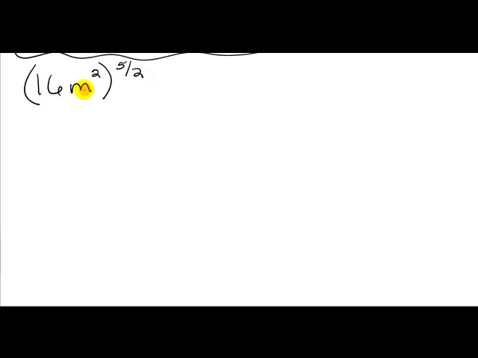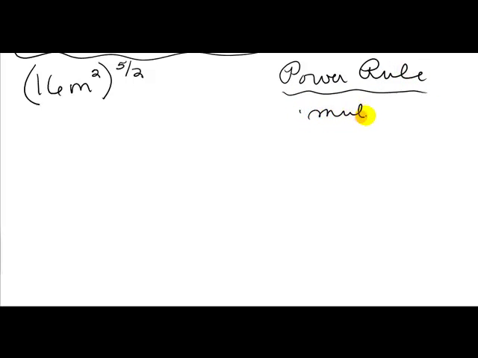Here I have an exponent inside and an exponent on the outside. I've got 2 of these for each of what's inside. And so what's going on here is this is the power rule.